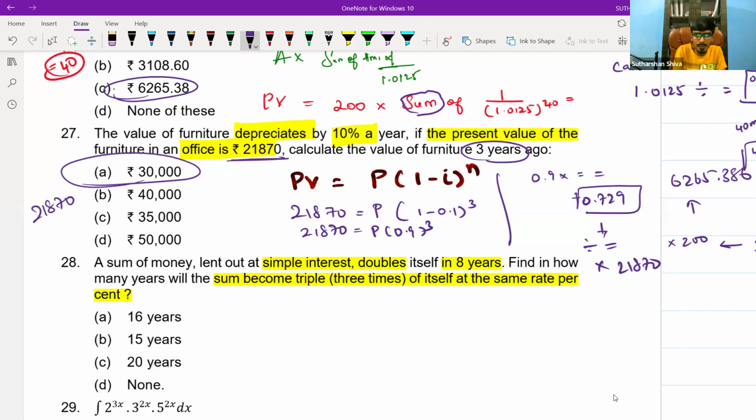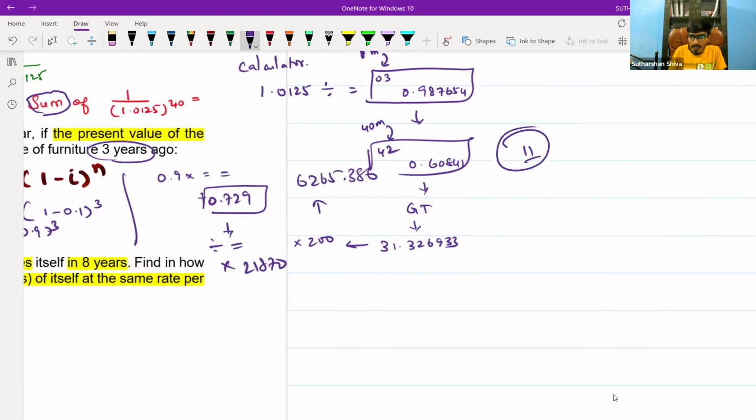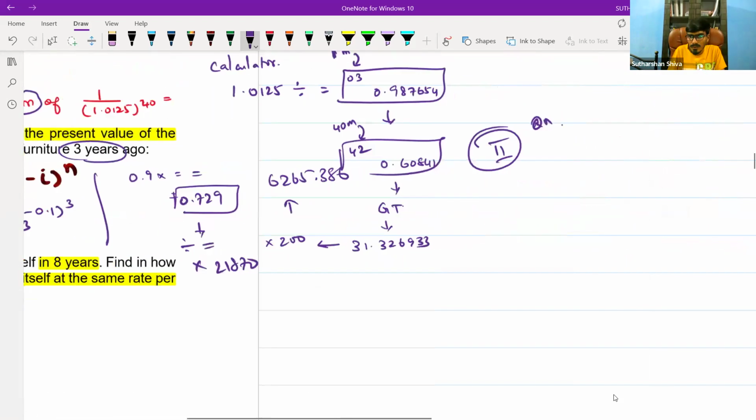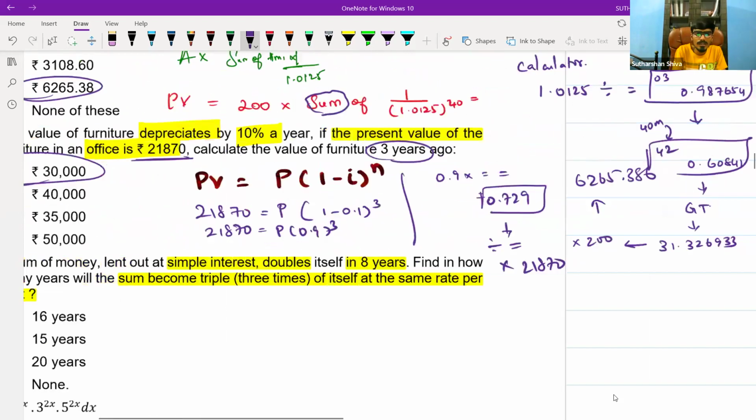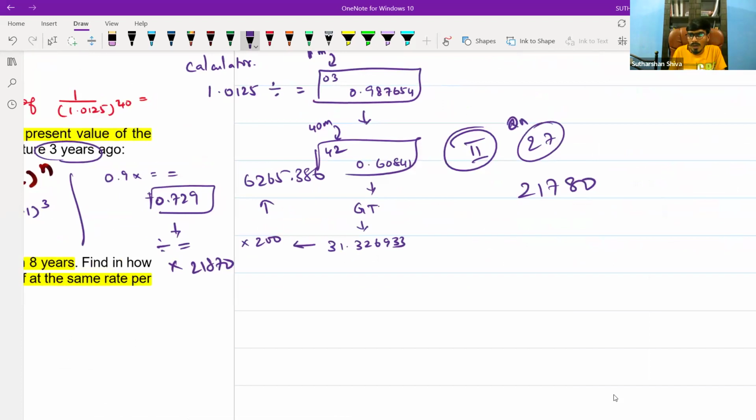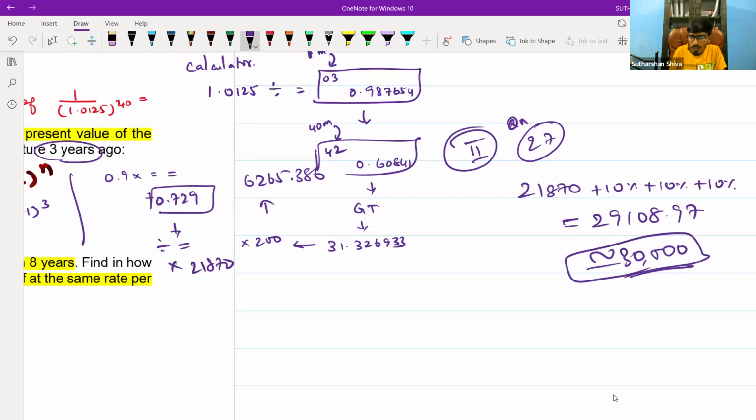I will tell you, in 3 ways you can do this sum. Second method, for question number 27. Take 21870. Do plus 10%, plus 10%, plus 10%. You will get 29108.97. You will close it approximately as 30,000. This is one way you will close it.